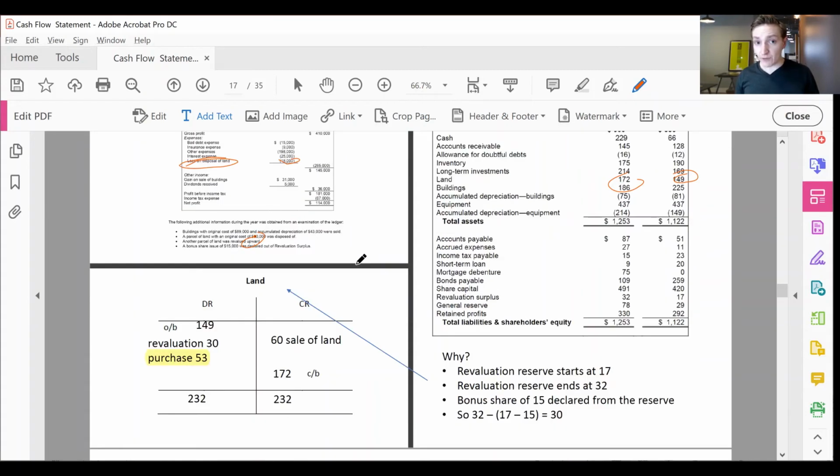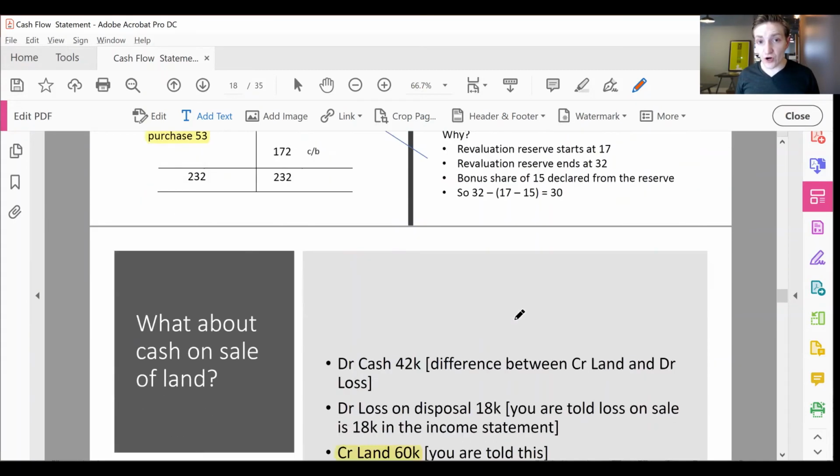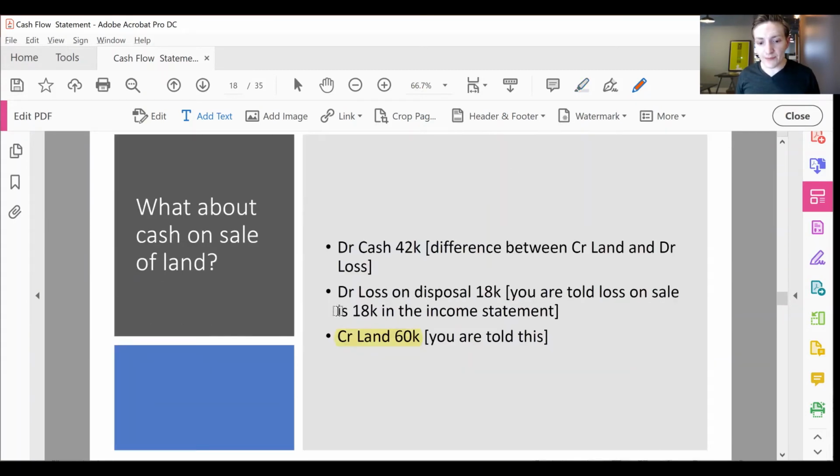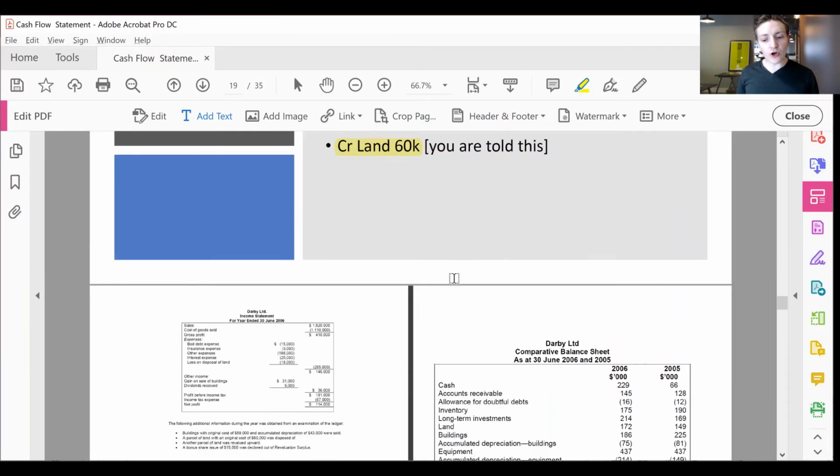That means that if we're constructing the journal entries for our land sale, you get a debit to loss on disposal of the land. This means that the difference between the two must have been how much cash you got. Therefore, you must have gotten a debit to your cash of 42. So that implies that we have a cash inflow of 42 from the sale of the land.